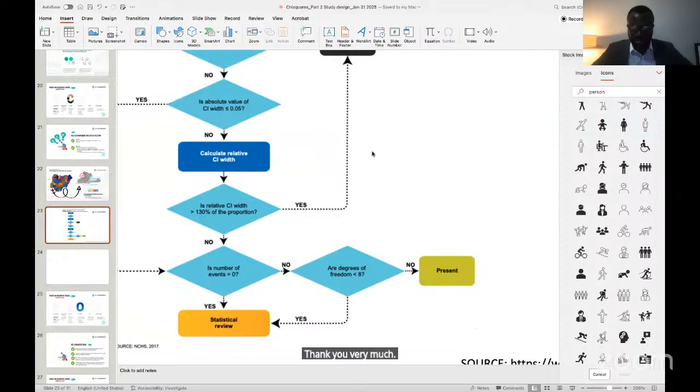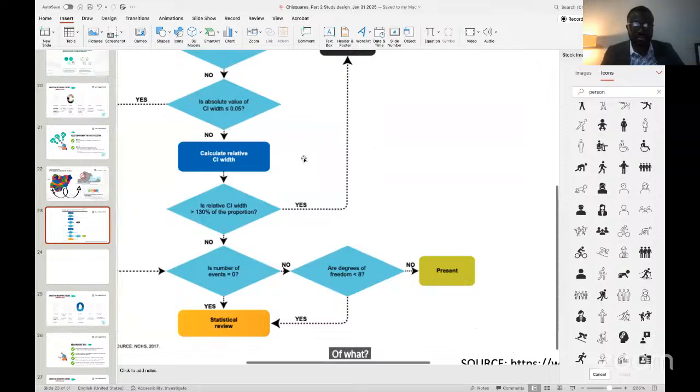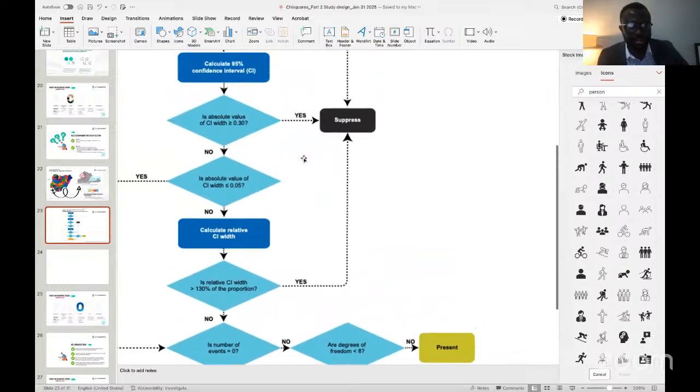The second question: here in the diagram, there is a 0.30. Of what percent, or of what?